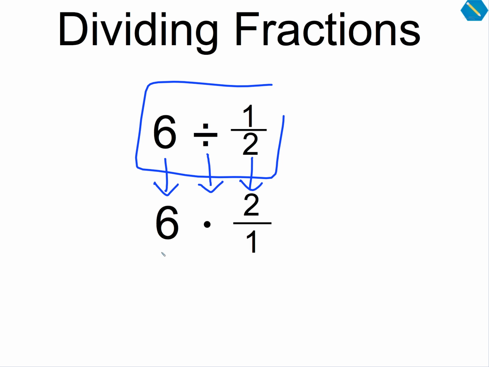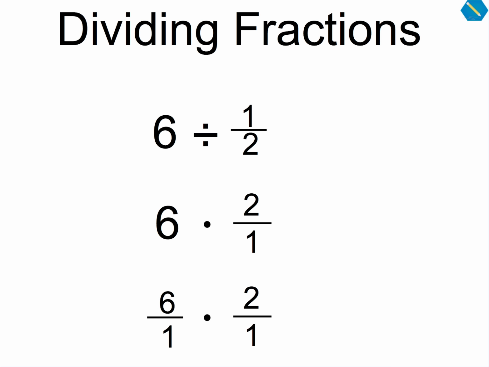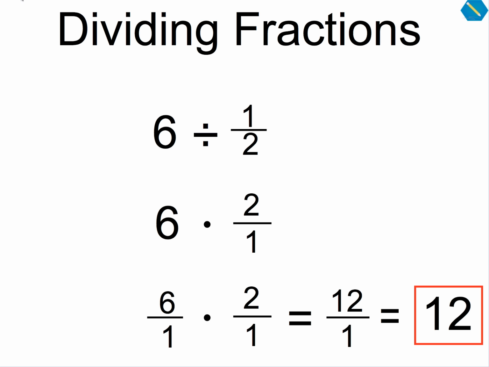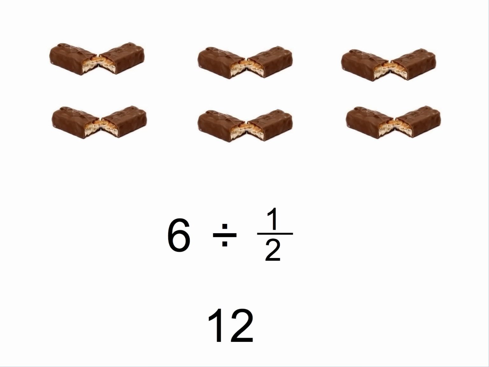Remember, when you have a whole number like this, 6, if we write it as a fraction, would just be 6/1, which is what I have here. Now we can multiply straight across so that 6 times 2 in the numerator is 12, and 1 times 1 in the denominator is 1, and 12/1 simplifies to 12, which is the exact same answer that we got with that Snickers bar problem. 6 divided by 1/2 is 12.